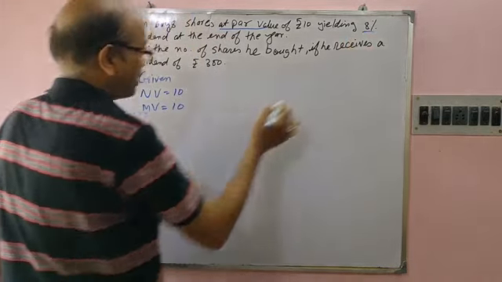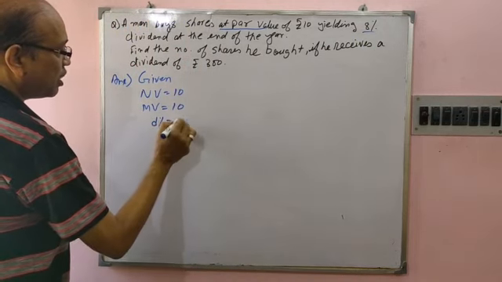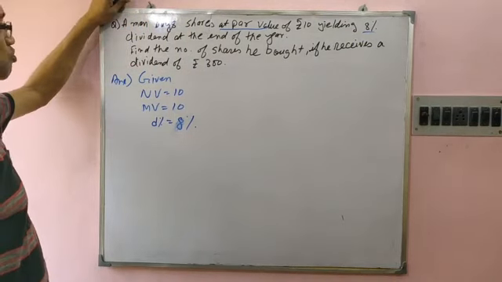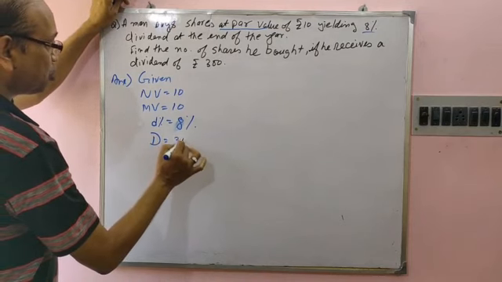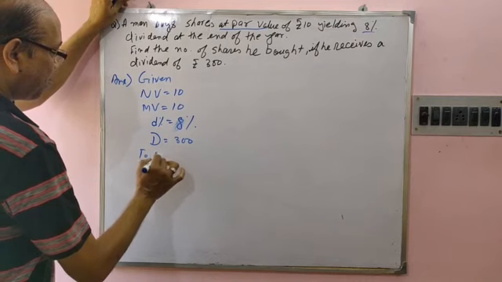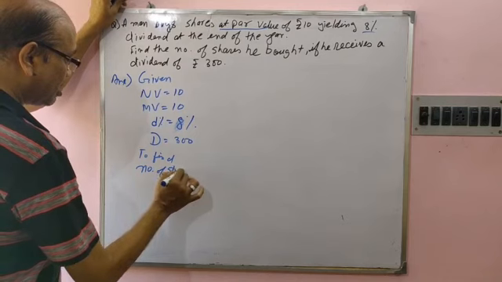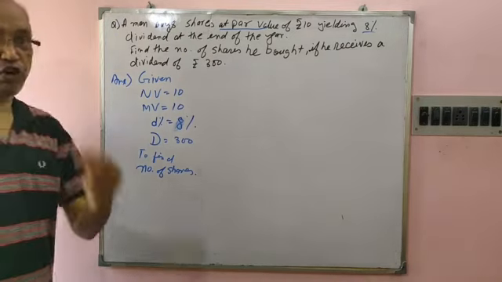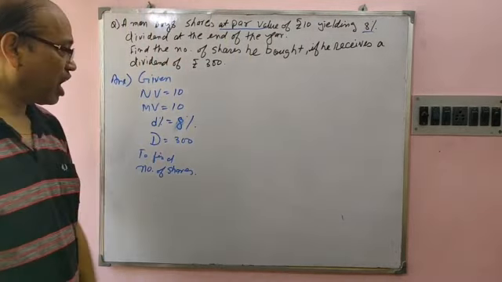Then 8%. What is 8%? That is the dividend percent, 8%. We have to find, and what is given? If he receives a dividend, dividend is equal to 300, and to find number of shares. Here, to find the number of shares, there are two formulas. One is with investment and the other is with the annual income or dividend. How do we find this?